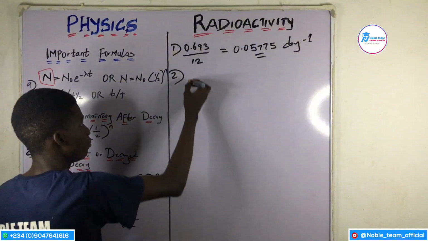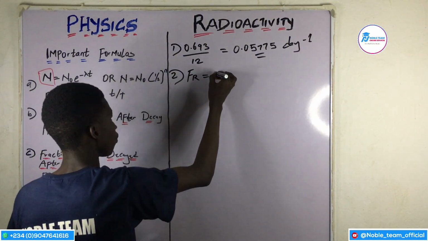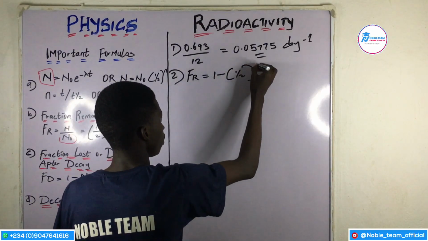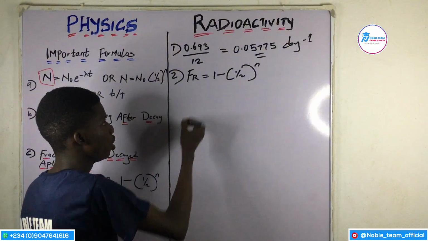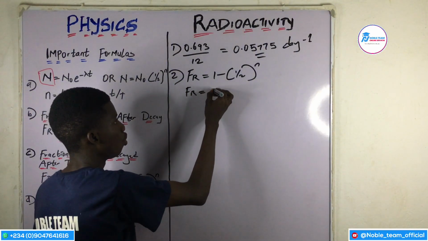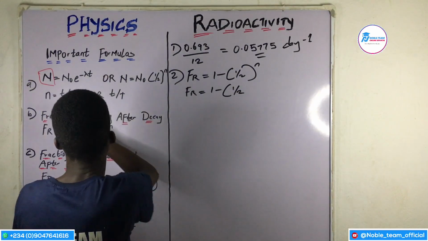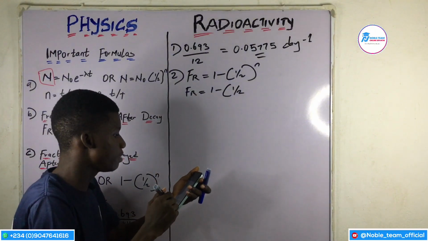Using this formula, which is FR, make sure you are paying maximum attention. FR is 1 minus something, I'm going to show you. Now we have been asked to get our FR. So FR is now equal to 1 minus 1 over 2 to the power N, since N is equal to T over the half-life. So our time here is what?